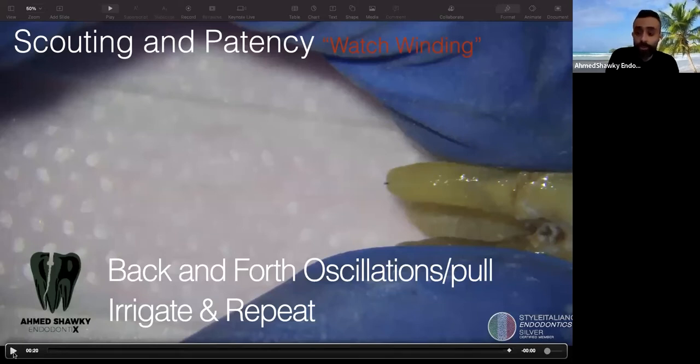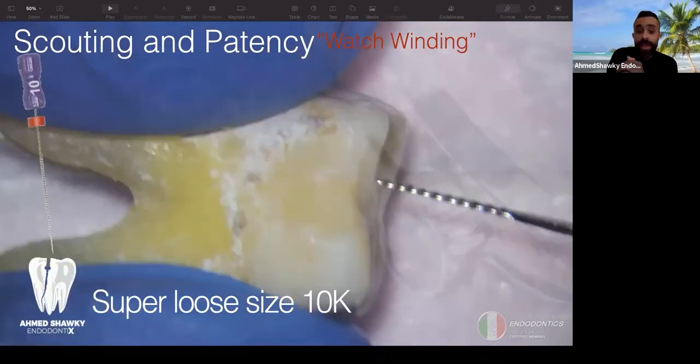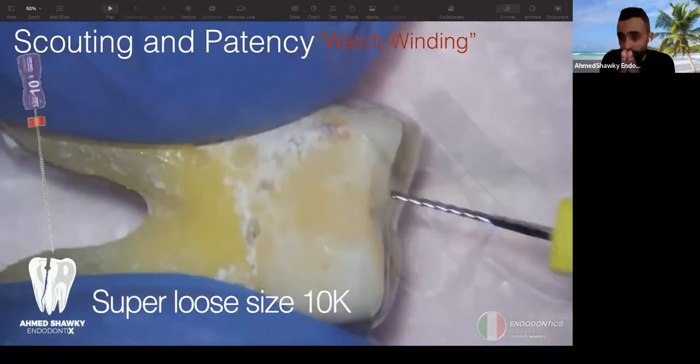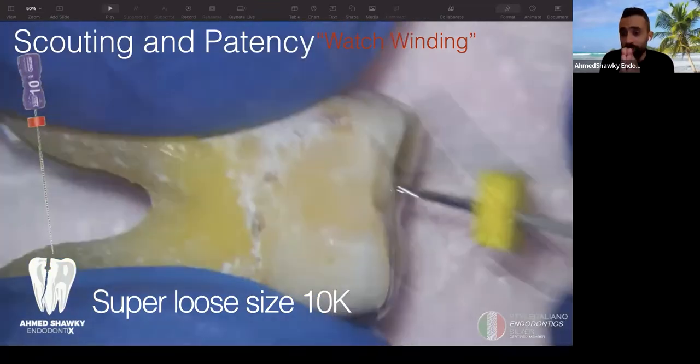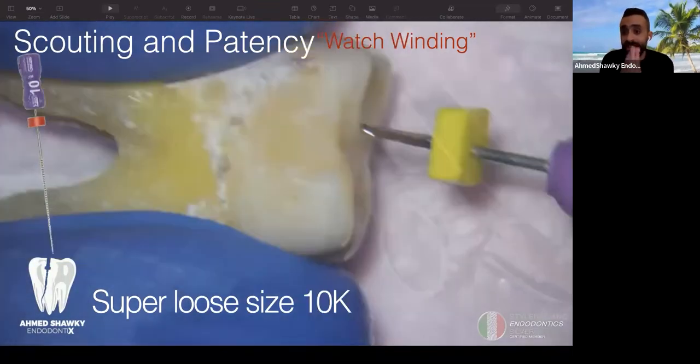This is very important. So now you gently precurve the file, then insert it, back and forth oscillations and pull, back and forth oscillation to cut dentin and pull, and then irrigate, remove debris, and insert the file until you reach the end of the root or the average length. And when do I stop? I stop when I reach super loose size 10K.